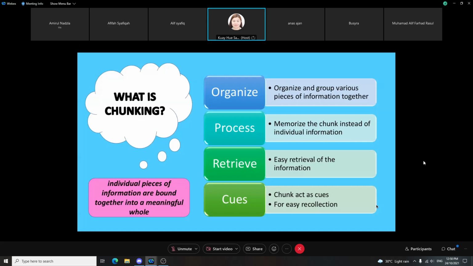So you organize them in a way that is meaningful to you and works for you. Okay. So memorize the chunk instead of individual information. And then you retrieve them easier, basically, if you do that. You get easy retrieval of the information if you do chunking, and then chunks act as cues as well.